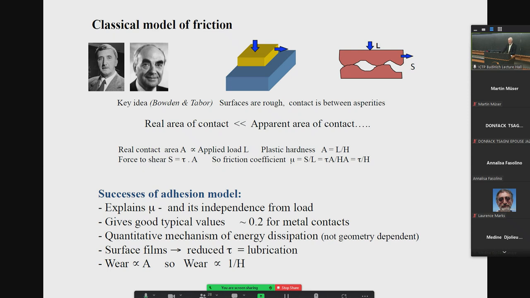Okay. Then, of course, if you reduce the shear strength at the interface, that explains how you reduce the friction, that's lubrication. But perhaps the last one I wanted to mention here, the wear is likely to be proportional to the area of true contact, which means it's inversely proportional to the hardness, which is one of those empirical things that engineers are very keen on, and we shouldn't lose sight of it. Okay, so that was the only reason for mentioning this.